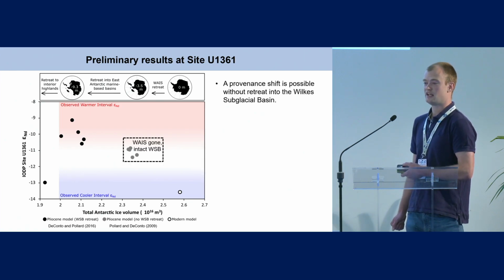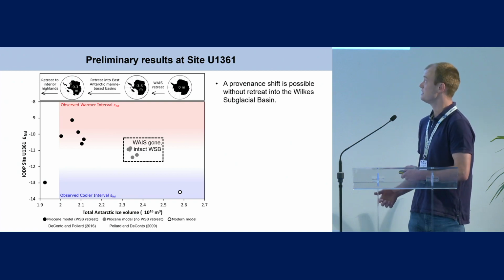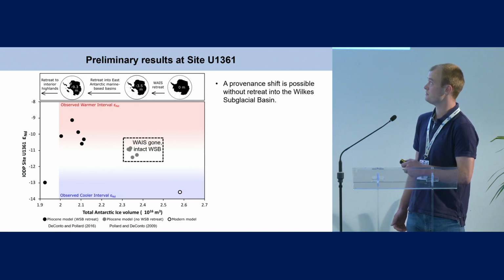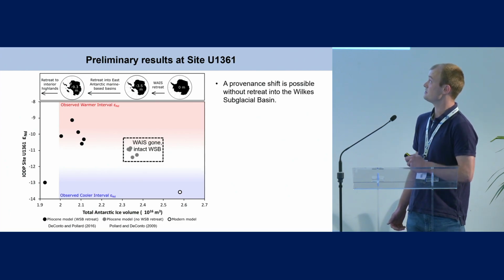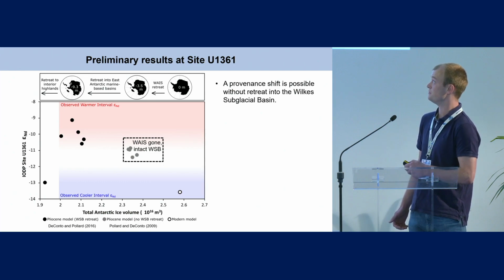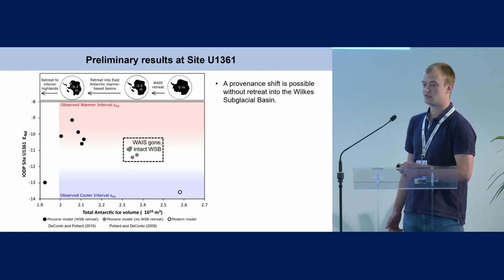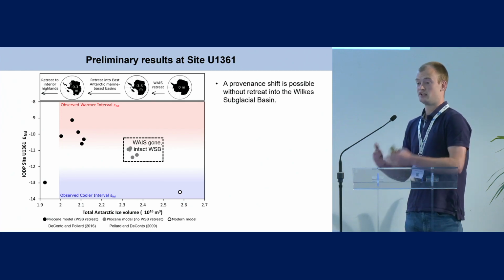So you can get some shift in sediment provenance without retreating the ice sheet margin, it seems. But critically, this doesn't reach this range of values that we see in Pliocene warm periods and some Pleistocene interglacials, represented by this red shaded region. So to get here, we have to retreat the margin, the Wilkesville Glacial Basin. So that's what these black dots are. These are simulation time slices where the margin has retreated.